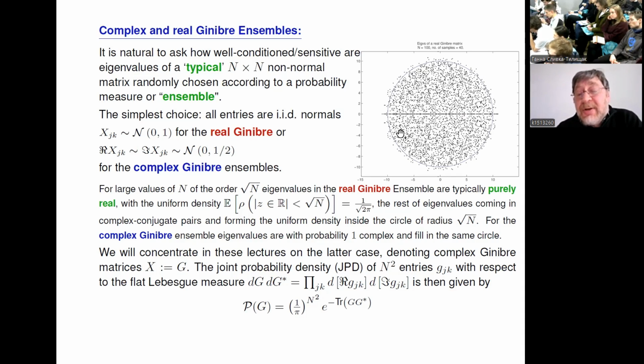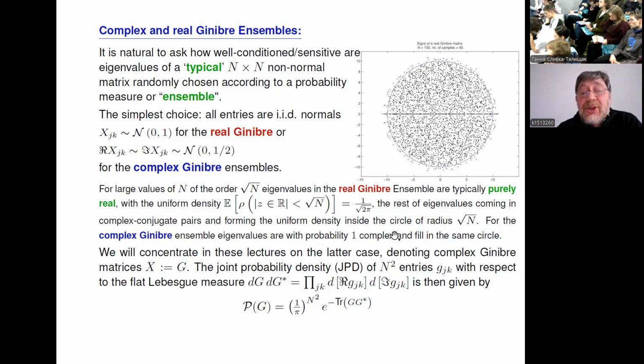But this feature does not exist for complex Ginibre ensemble. For complex Ginibre ensemble, all eigenvalues are complex with probability 1, and they for large n uniformly fill in the interior of a circle of radius square root of n.